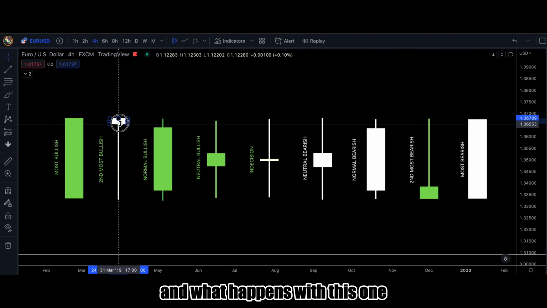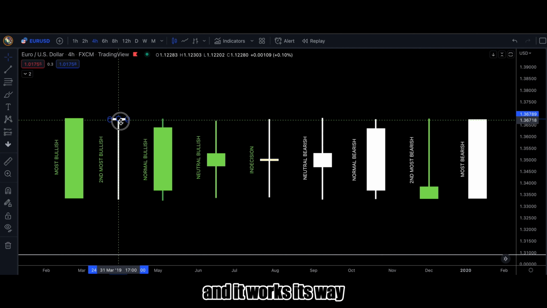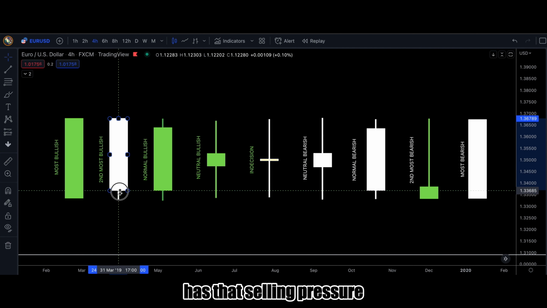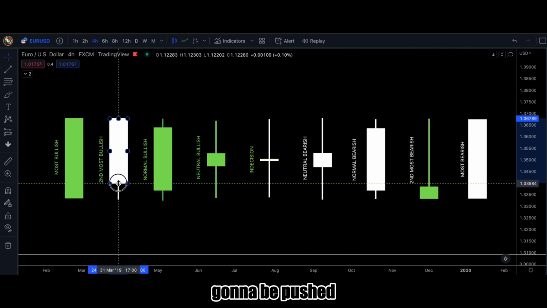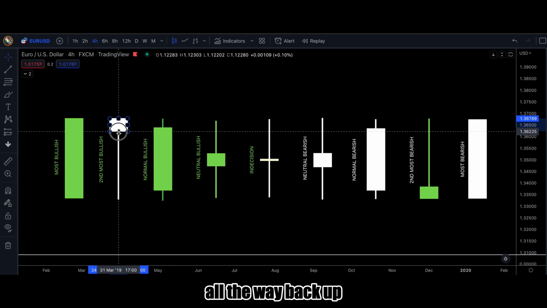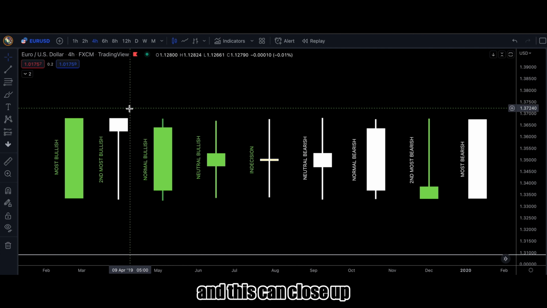What happens with this one is it opens up all the way up here and works its way all the way down, with selling pressure all the way down. And typically it finds an area of demand or a point of interest that is going to reverse price, and you have an influx of buyers coming in, and price is pushed all the way back up after coming down, and then it closes up top there.